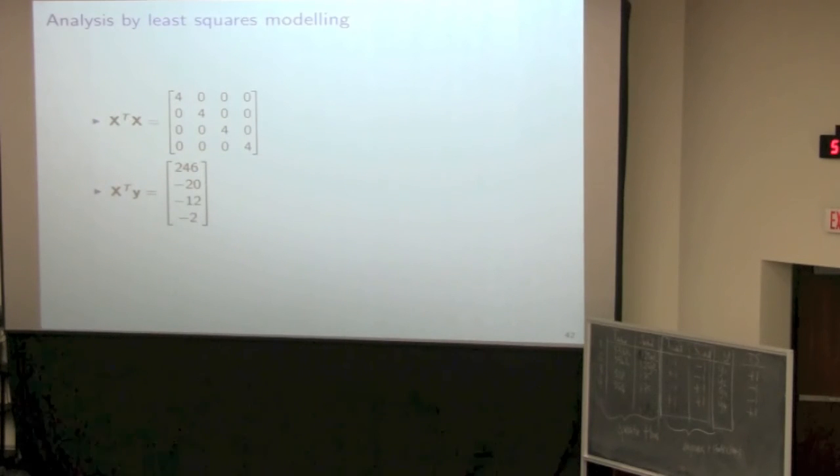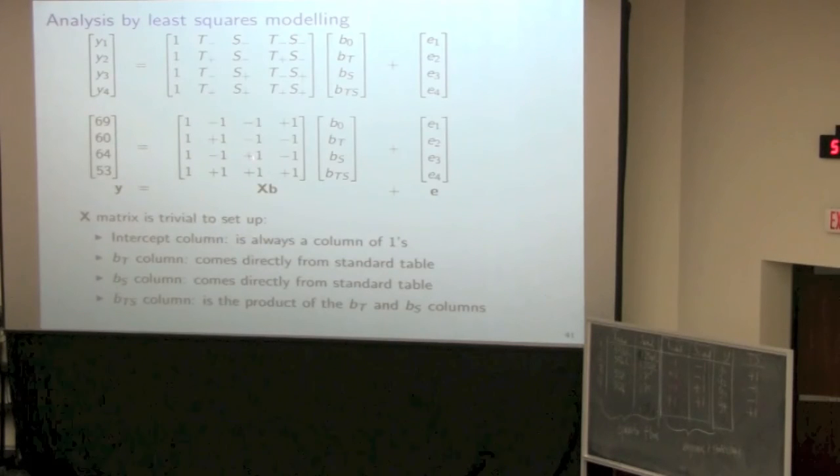This is a no-brainer to calculate. You don't actually have to go calculate X transpose X manually. You can simply tell that it's going to be fours in the diagonal and zeros everywhere else, because of the fact that you've got four rows and these are four independent columns.